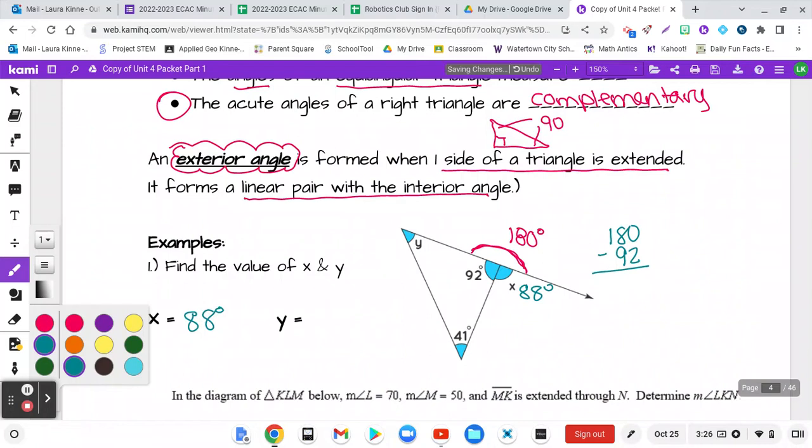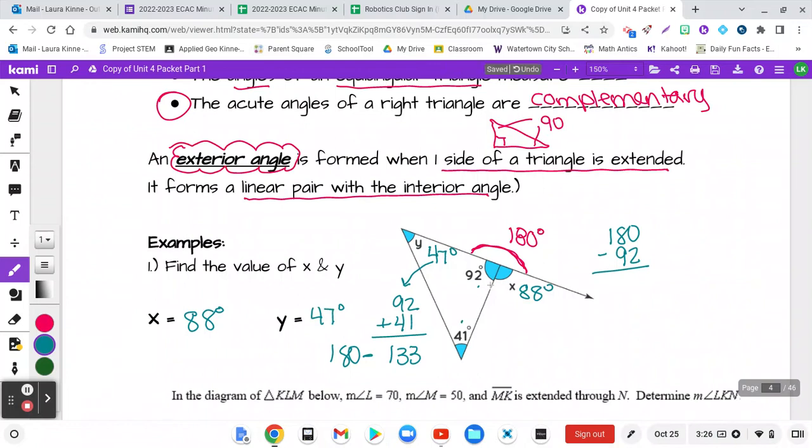And then for y, all three angles in a triangle add up to 180. So if we take the 92 and 41 and add those up, we get 133. So to complete that triangle, subtract it from 180, and we end up getting 47. Okay, so not only do the angles in a triangle add up to 180, but the exterior angle and the interior angle together add up to 180.